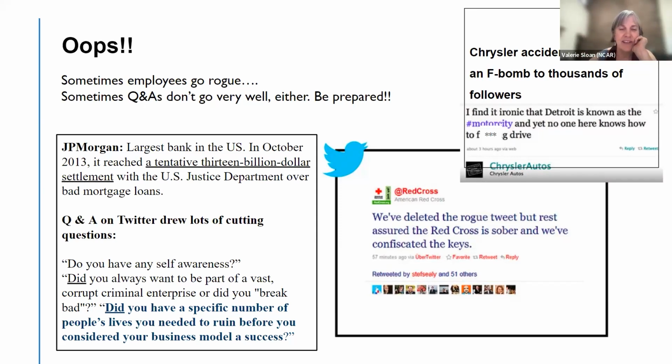So that's quite good. And on the top right, the auto company Chrysler accidentally dropped an F-bomb to thousands of followers. I think it was an employee who wrote this, and somehow it got in there: "I find it ironic that Detroit is known as the Motor City, and yet no one here knows how to effing drive." So that was probably a bad moment for that guy.